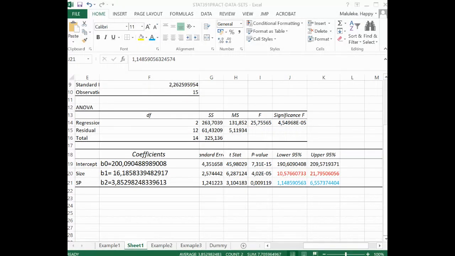As long as when we test we find that it is significant, it means we really need that variable to predict the response.